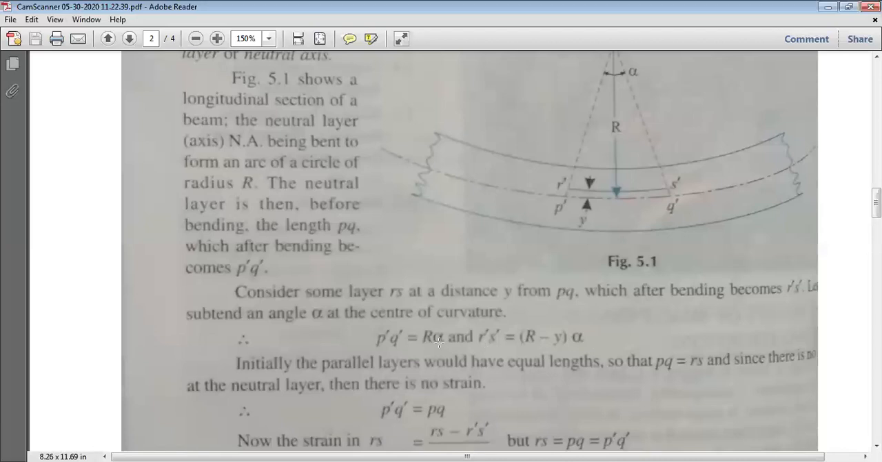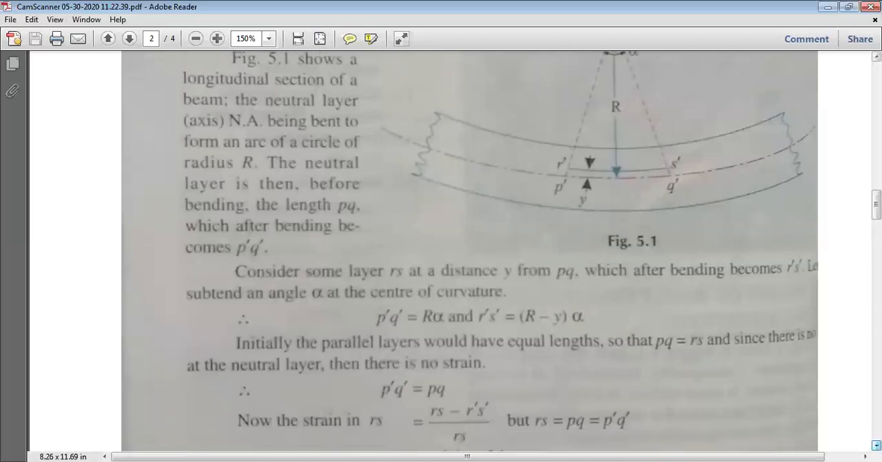Then we know P'Q' is equal to R alpha and R'S' is equal to R minus y alpha. P'Q' will be equal to PQ, since it is on the neutral axis. So only the shape will change. Earlier it was a straight line, now it will become slightly curved. So P'Q' will be the same as PQ. This way we will find the strain in R'S'.